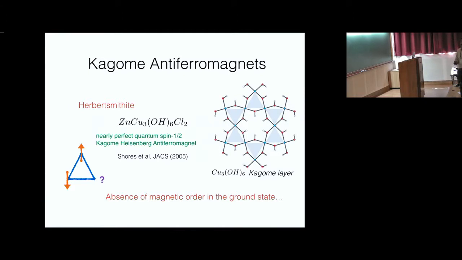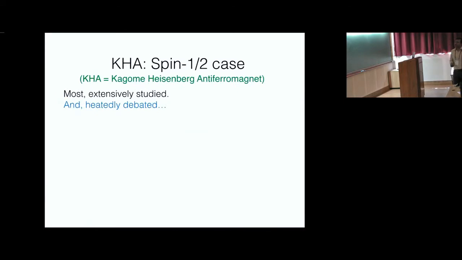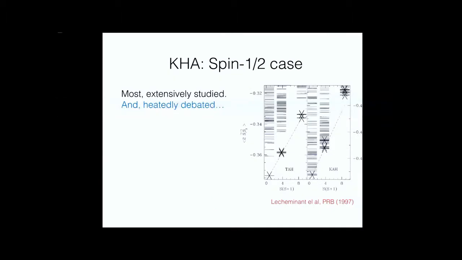There is no magnetic order down to whatever low temperatures experimentalists have gone. From a theorist point of view, it's a really challenging model to keep oneself busy for years to come, and that has been the case for the last few decades. Spin half case in particular has been the most extensively studied problem and also very heatedly debated, and people still have camps and want to stick to that unless they have strong reasons to convert.